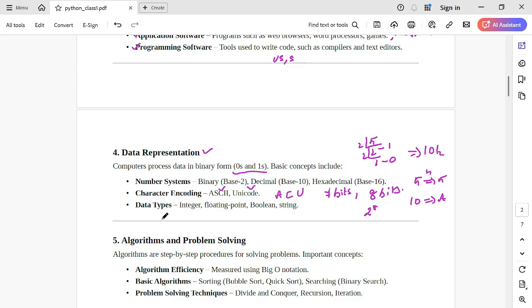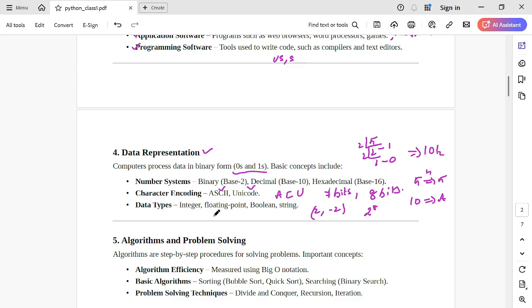Next we will see data types. So what are the data types that are available for representing the data? Integer. So an integer can be both positive or negative values, a whole number. For example, 2 is an integer, minus 2 is also an integer. Next, floating point, it will have both a real part and a fractional part. So that is floating point.